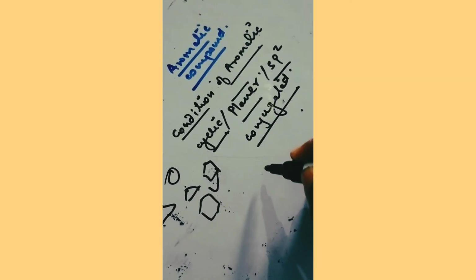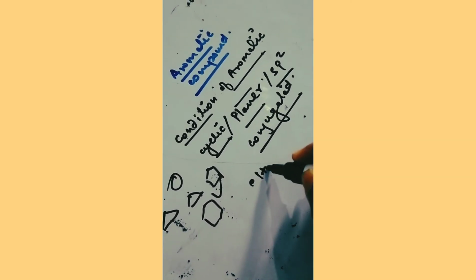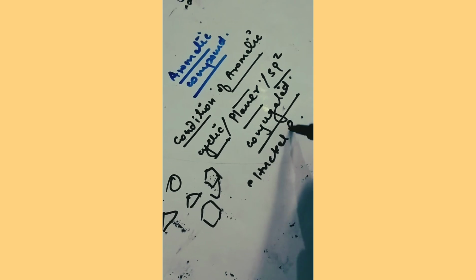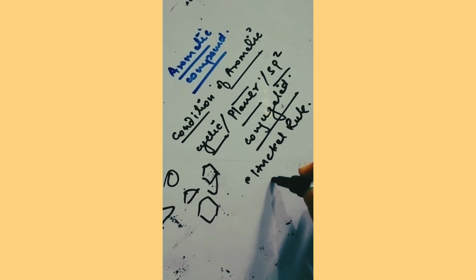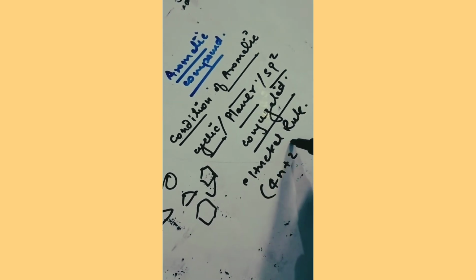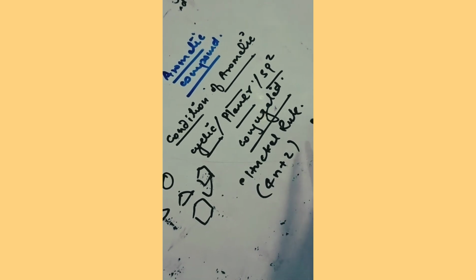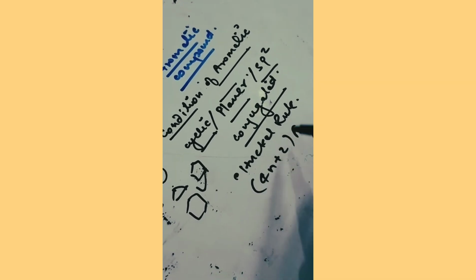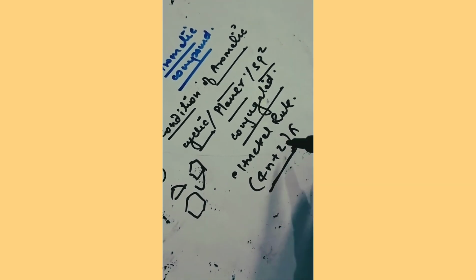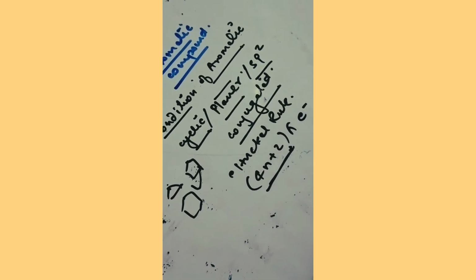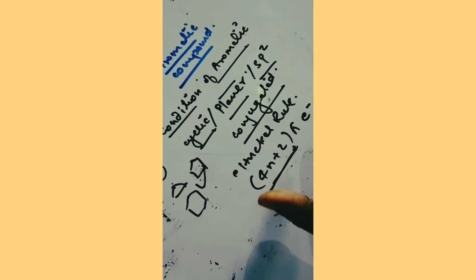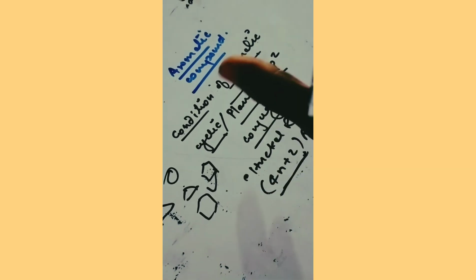The next one is that it will follow the Huckel rule. What is the Huckel rule? It is a simple formula: if the condition is followed, then it will be aromatic. So 4n plus 2 pi electrons. In the compound, if this rule is followed, then the compound will be aromatic.